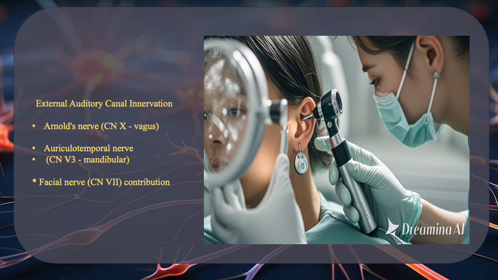The external auditory canal receives sensory input from 3 different cranial nerves. Arnold's nerve, a branch of the vagus nerve, supplies the posterior and inferior regions. The auriculotemporal nerve from the mandibular division of the trigeminal nerve innervates the anterior and superior parts. There's also a small contribution from the facial nerve through its posterior auricular branch.